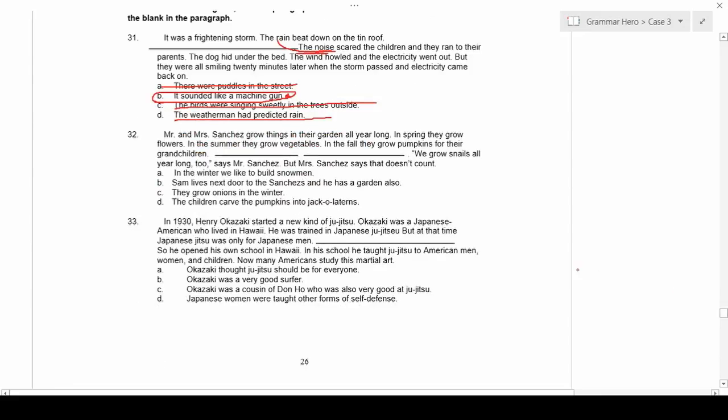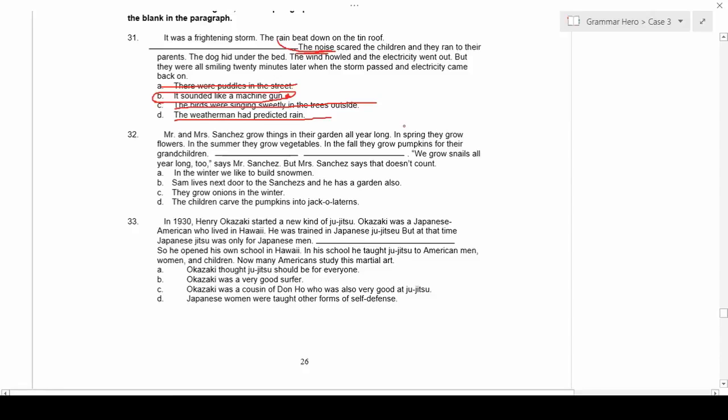32. Mr. and Miss Sanchez grow things in the garden all year long. In spring, they grow flowers. In summer, they grow vegetables. In the fall, they grow pumpkins for their grandchildren. Okay. Then we got this blank here. We grow snails all year long too, says Miss Sanchez, but Mr. Sanchez says that doesn't count.